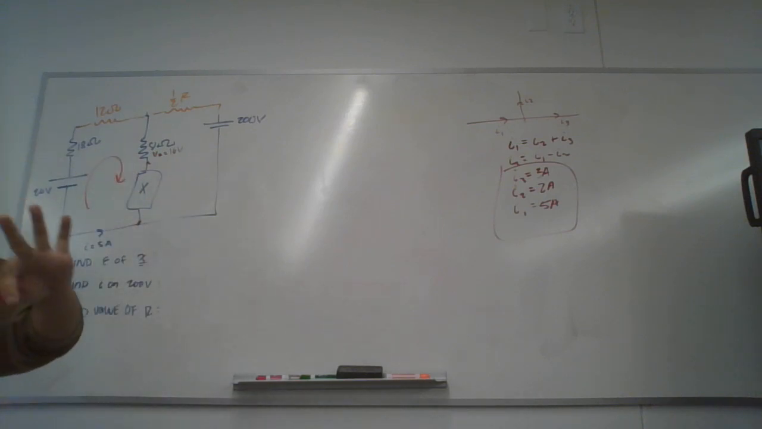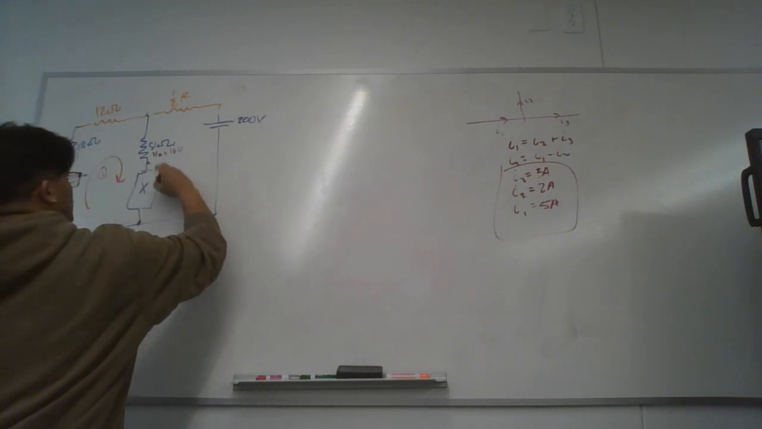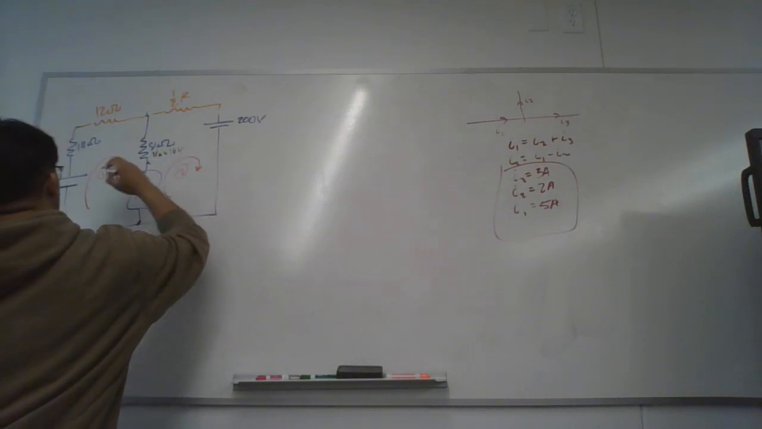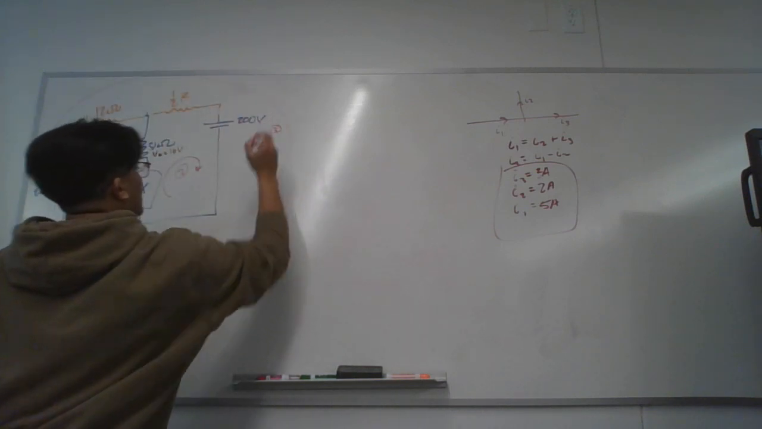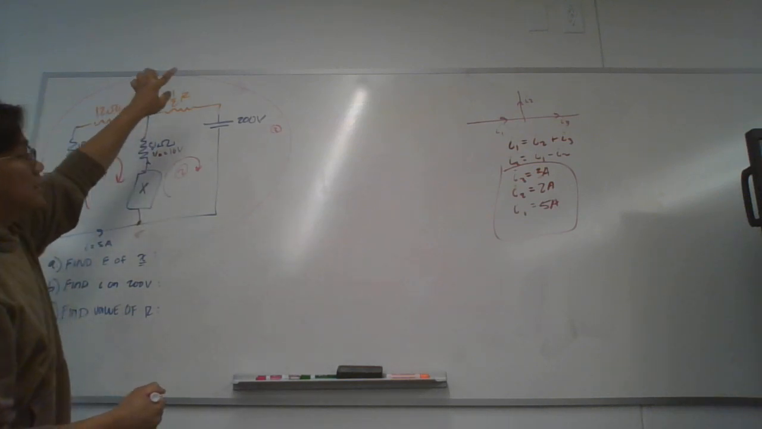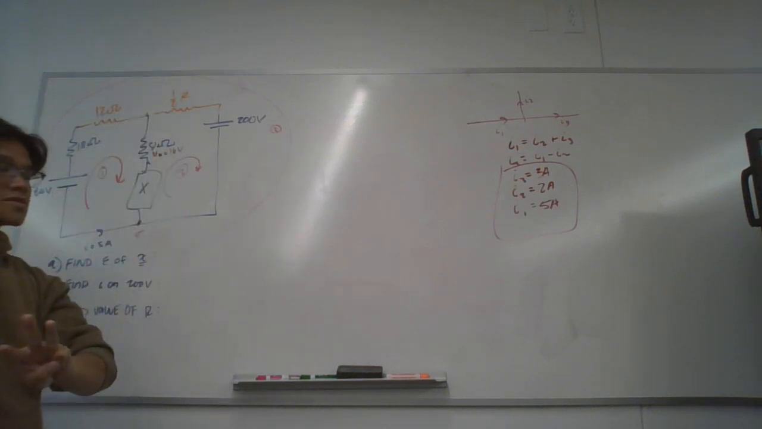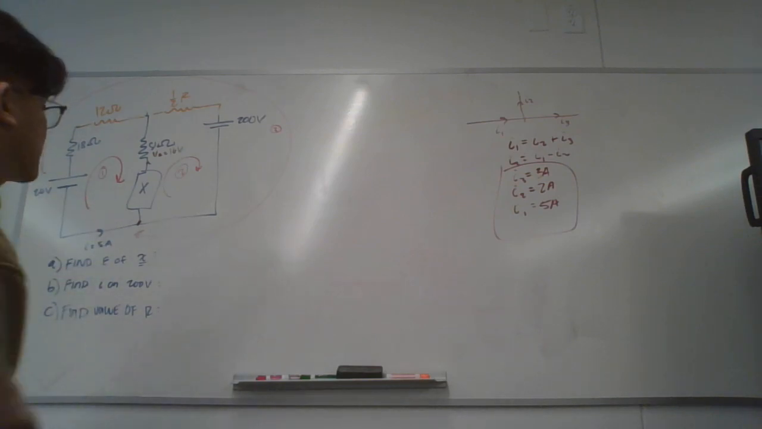Essentially we have three loops here. We have one loop over here, another loop over here, and a big loop on the outside. Since we have two unknowns, we need three equations, I think. Let's just work it out. Let's try to find the value of the EMF of this voltage source.